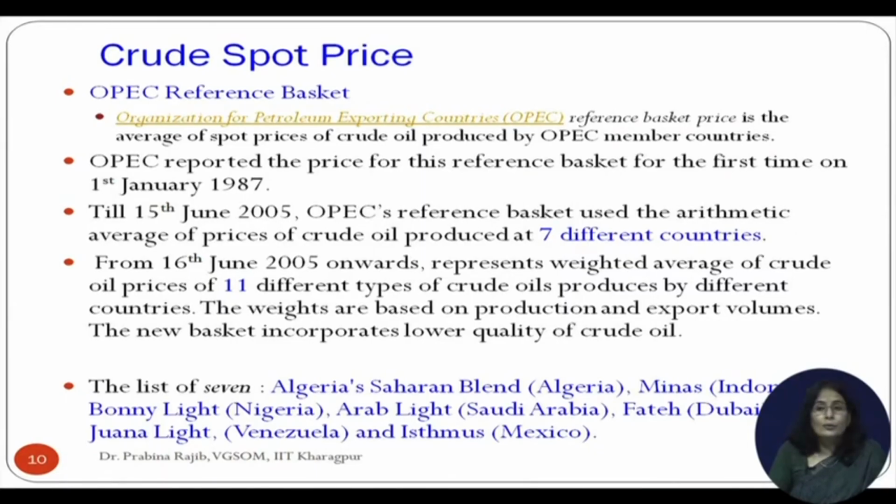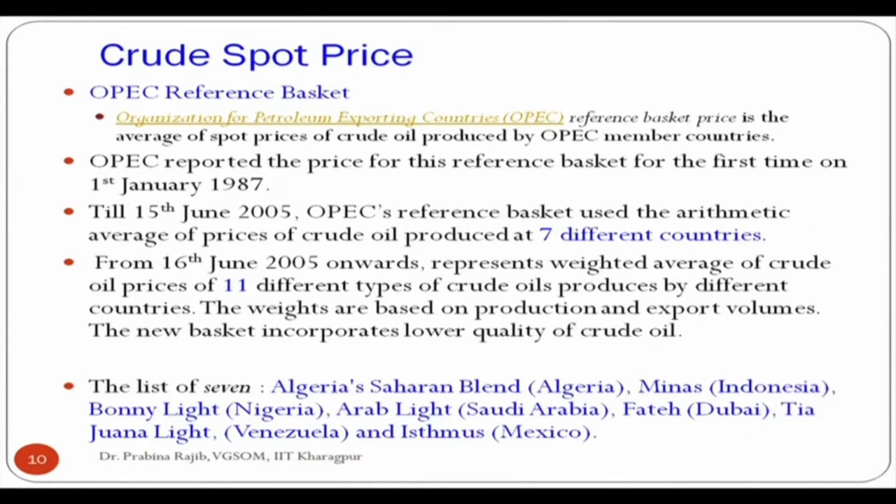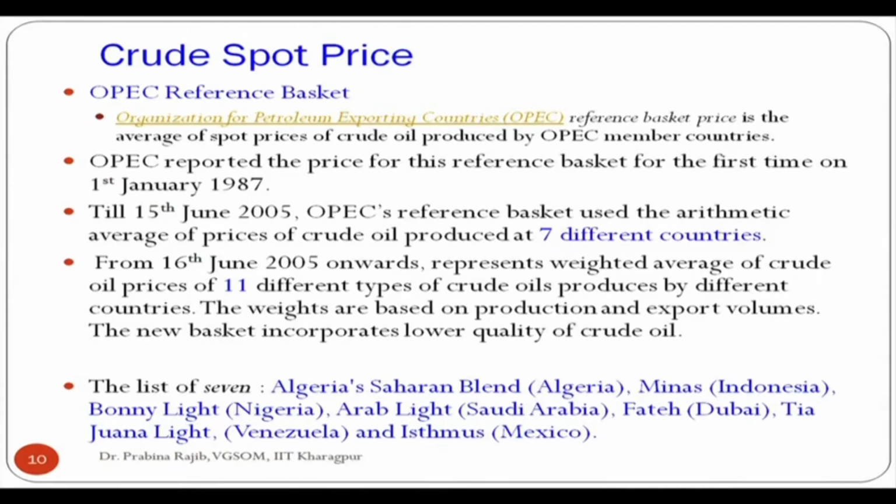Just to briefly discuss, OPEC reported the price for this reference basket for the first time on 1st January 1987. OPEC was created, if I am not mistaken, in 1966, but it reported the price of this reference basket for the first time on 1st January 1987. And till 15 June 2005, the OPEC reference basket was the arithmetic average of prices of crude oil produced in 7 different OPEC member countries. They were producing different varieties of crude oil, and the spot prices were different depending upon the variety.